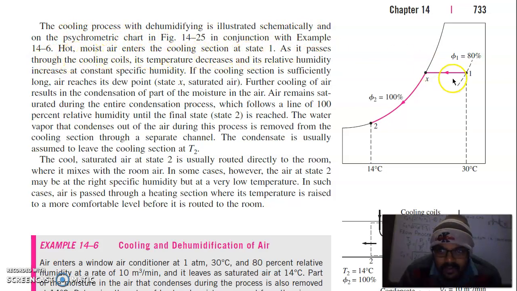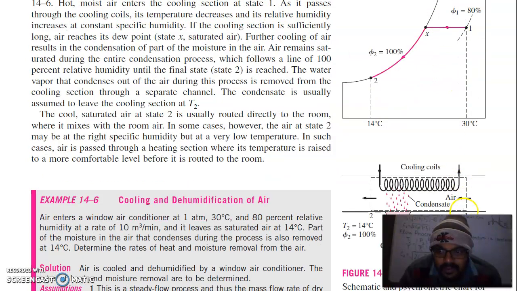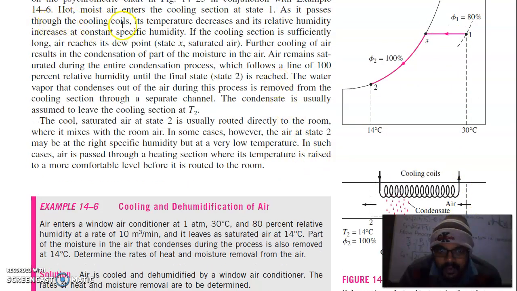the cooling coil at section 1, this state. As it passes through the cooling coil, its temperature decreases. You can see temperature is decreasing and relative humidity increases at constant specific humidity. If the cooling section is sufficiently long, air reaches its dew point, state X, saturated air. This is saturated air, which means it is carrying the maximum moisture it can carry at this temperature. It means relative humidity is 100%.